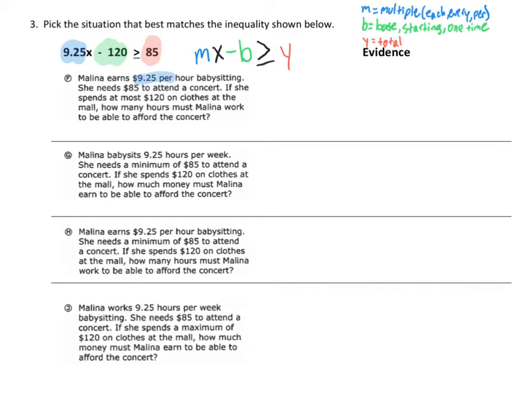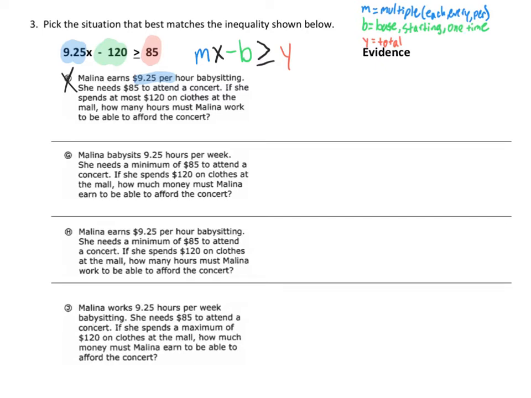She needs $85 to attend a concert. If she spends at most 120 on clothes at the mall, how many hours must Melina work to be able to afford the concert? So a giveaway here that tells us this is not the correct answer is going to be at most 120. Now our equation up here, it reads greater than or less than 85. This equation is putting 120 at the total because it's saying she could spend less or more than. So that's what that would say and have 120 here. Since it is not correct, we can go ahead and cross it out.